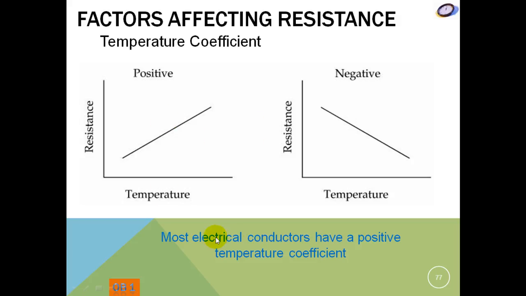Notice here, it says most conductors have a positive temperature coefficient. If you increase temperature, the resistance will go up. That's a positive temperature coefficient, and for those where temperature goes up, resistance drops, it's considered a negative temperature coefficient.